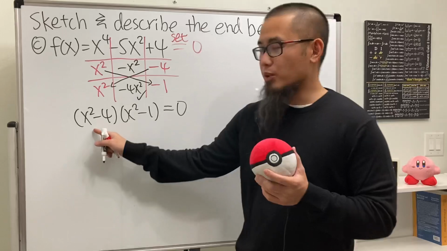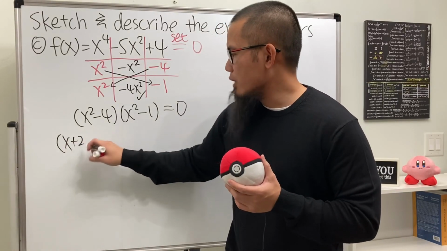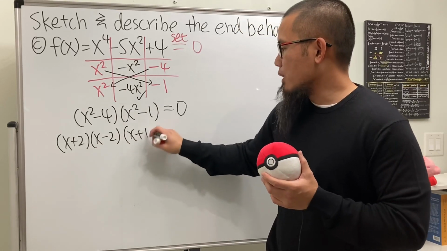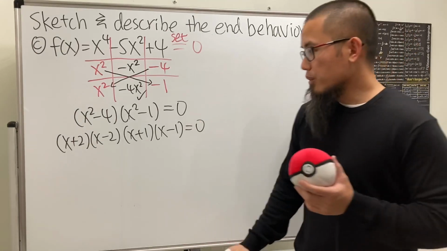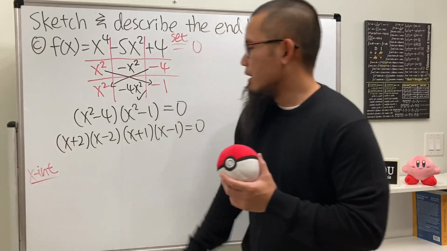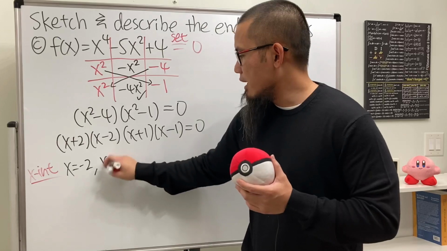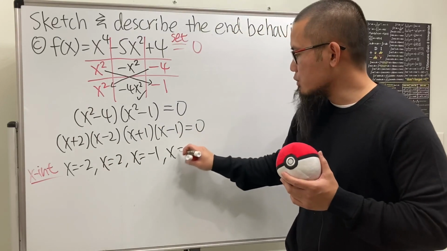And then of course, this right here, we can factor it more just like earlier. So this is x minus 2, let's do x plus 2, and then x minus 2. And this right here, x plus 1, and then x minus 1. And that's equal to 0. So now you know the deal. Let's just label this as the x-intercept. From here, we get x is negative 2. From here, we get x is 2. From here, we get x is negative 1. And from here, we get x is 1.